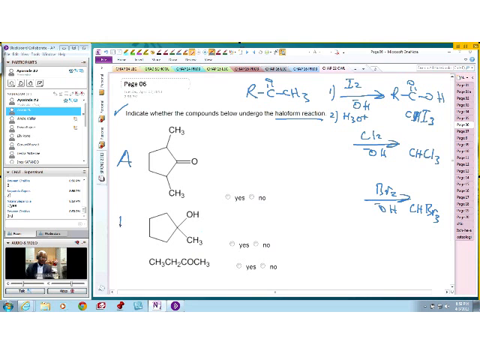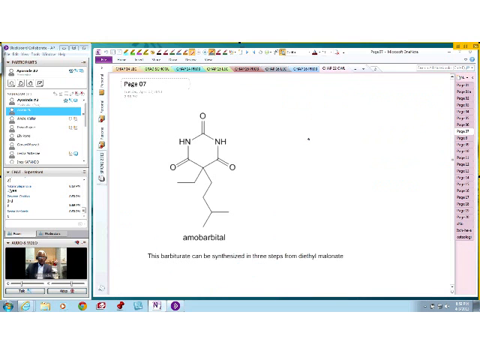Let us label this A, B, and C. Which one? C, exactly. This is correct. This will undergo the reaction. This is the only methyl ketone we have here. So this is yes, this is no, and this is no. That's a fairly simple one.